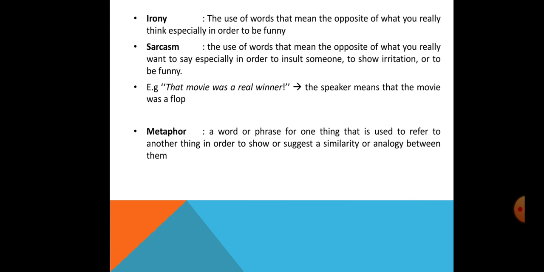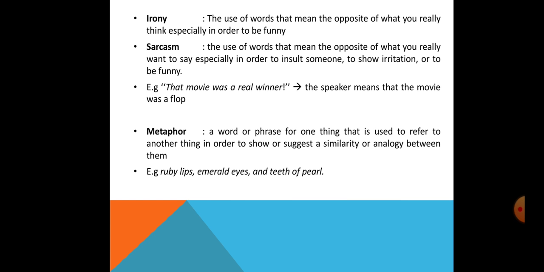Meanwhile, metaphor is a word or phrase for one thing that is used to refer to another thing in order to show or suggest a similarity or analogy between them. Metaphor in bahasa Indonesia is called majas. Jadi metafor adalah majas. Ada beberapa majas di bahasa Indonesia, ada hiperbola, kemudian dan lain sebagainya. Nanti kita akan bahas untuk yang metafor.